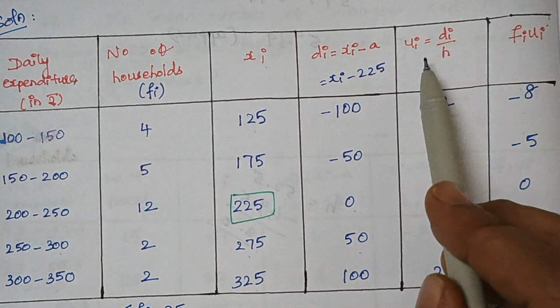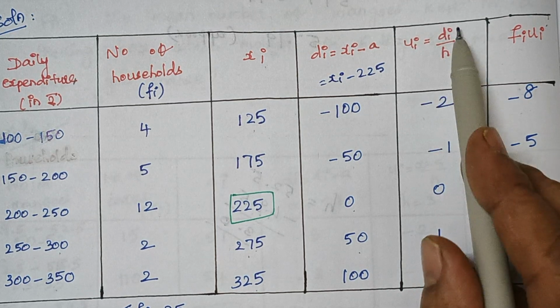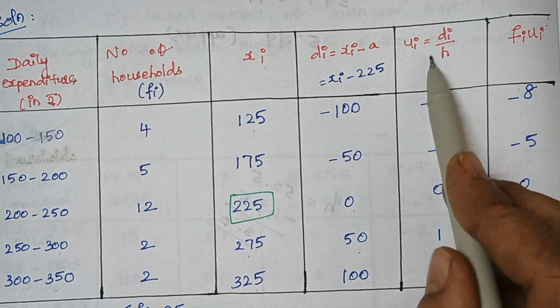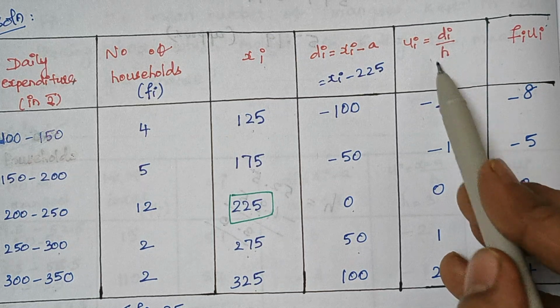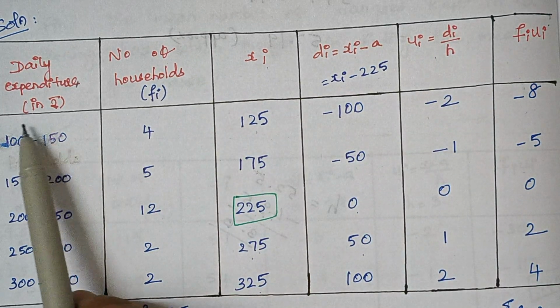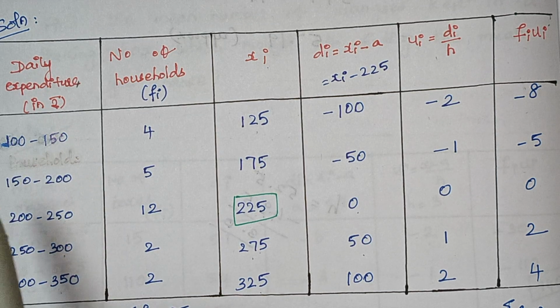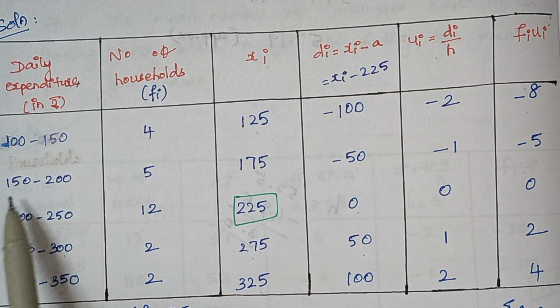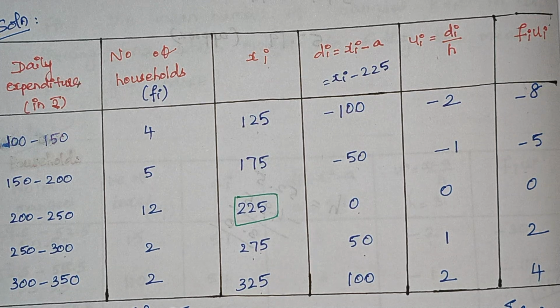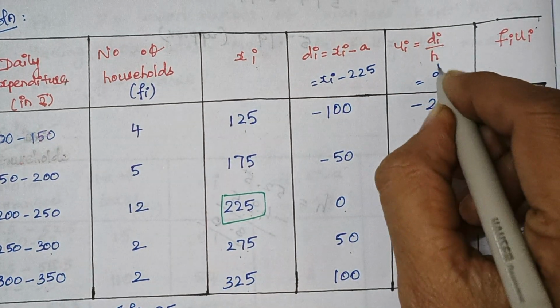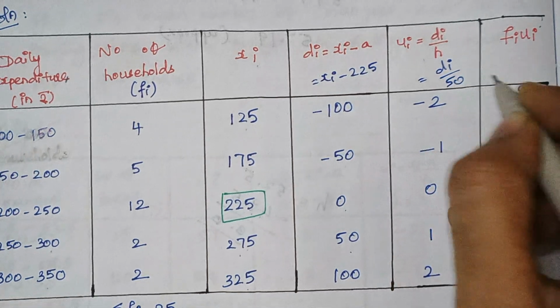The next thing is ui. ui is nothing but di by h. How do we calculate h here? h is nothing but the difference between these two values. That is 150 minus 100 is 50. Similarly 200 minus 150 is 50. So here the value of h is 50, so you can write di by 50.